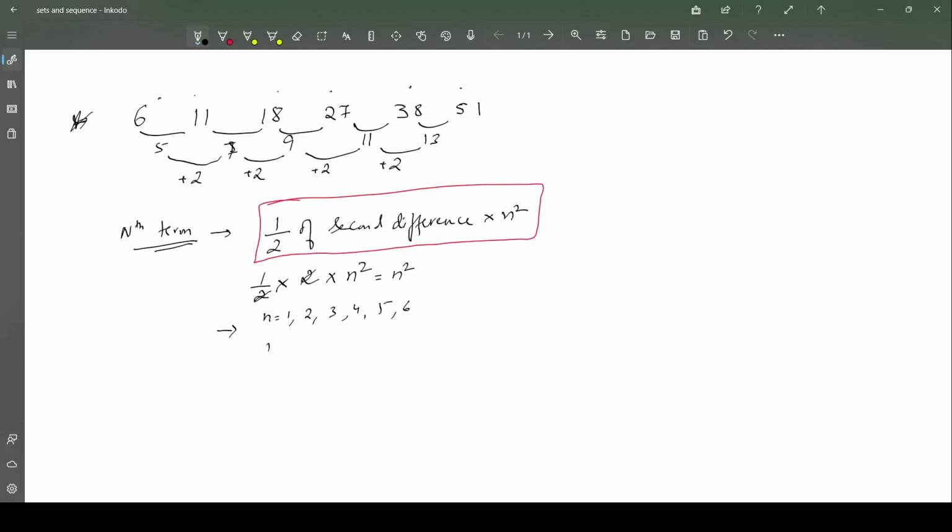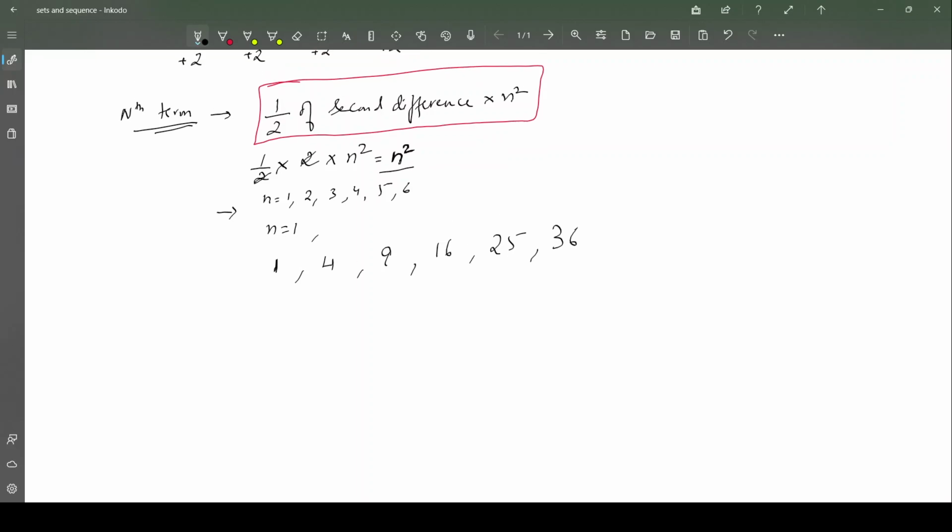Let's say I put the value of n as 1. Then I will get 1 itself, because 1 square is 1. So the first term will be 1. If I put n as 2, 2 square is 4. If I put n as 3, then 3 square is 9. If I put n as 4, then 4 square is 16. Then 5 gives 25, and 6 gives 36.